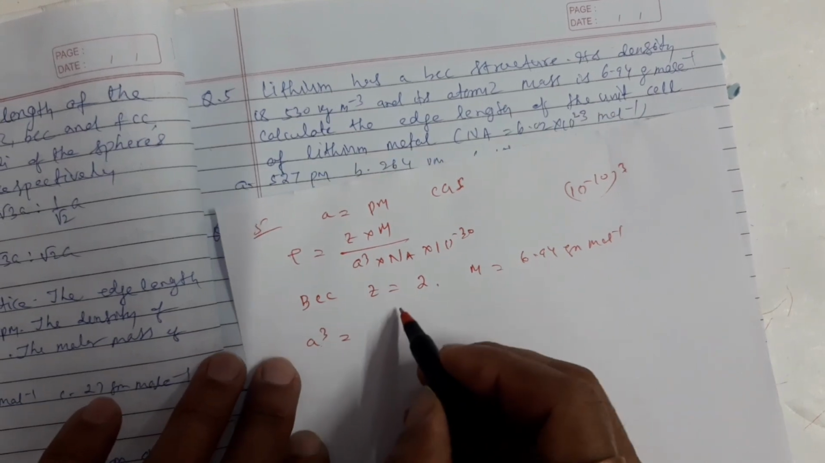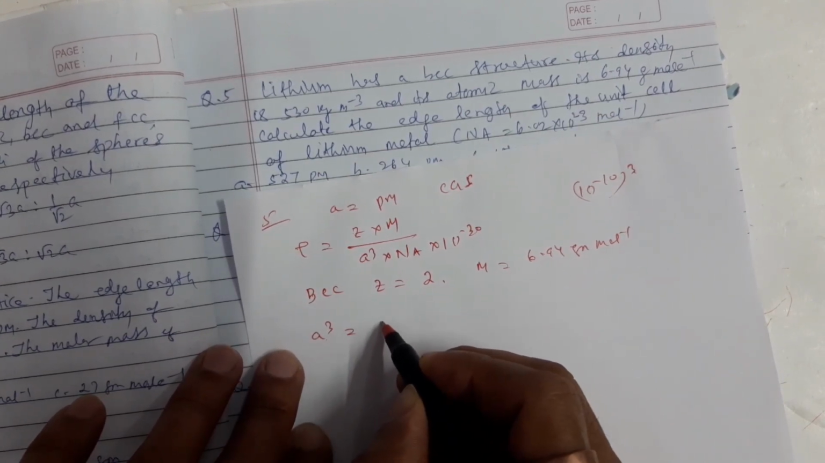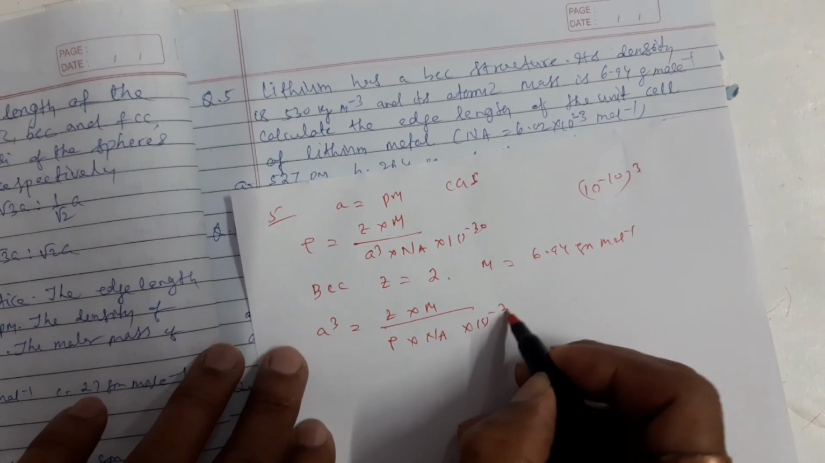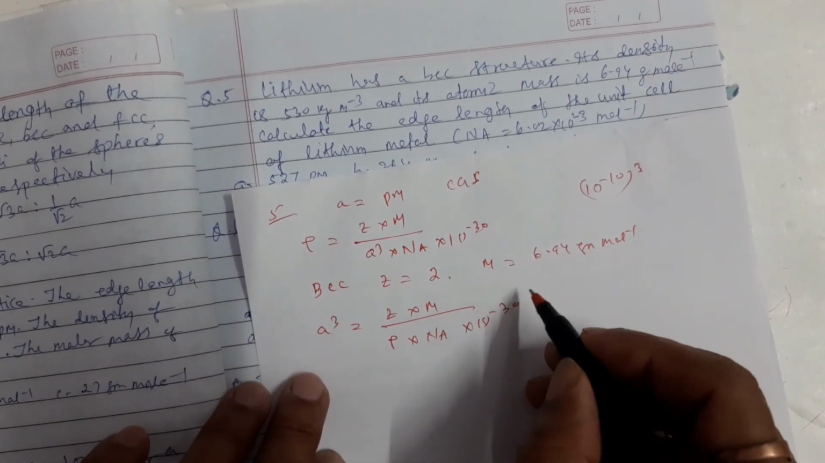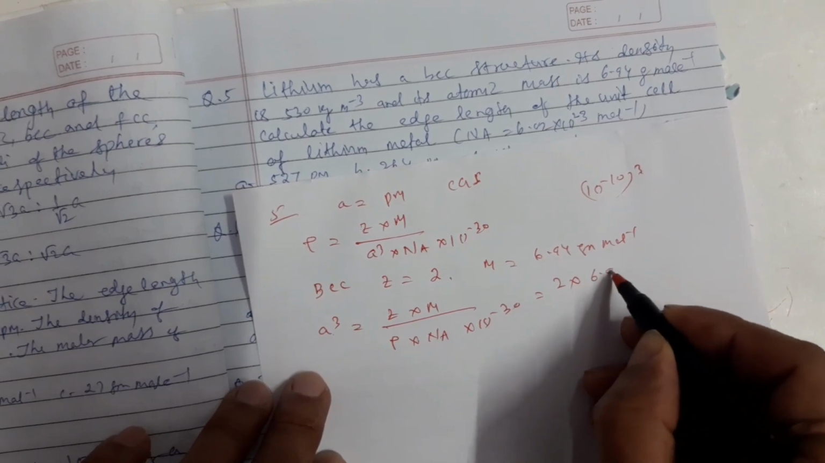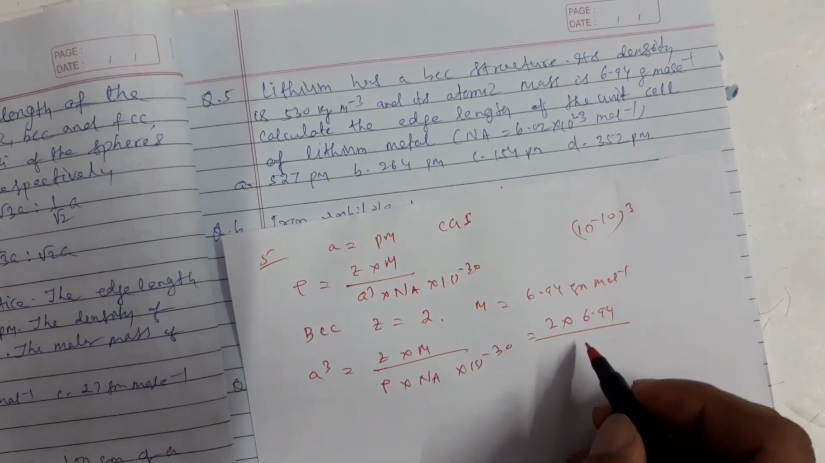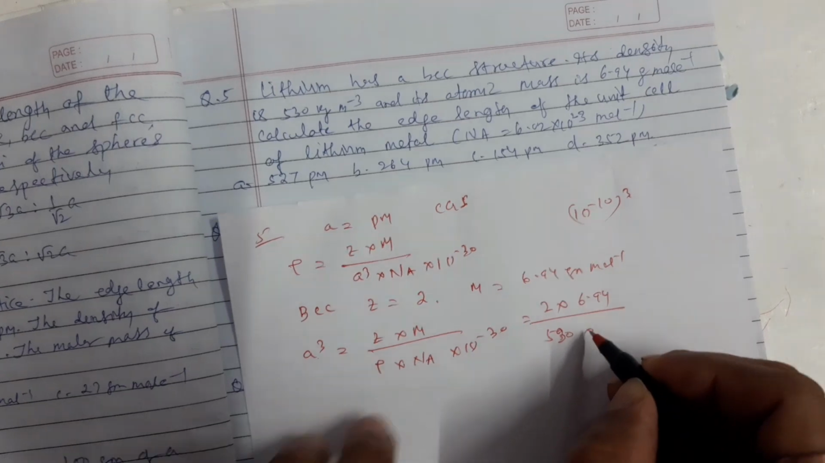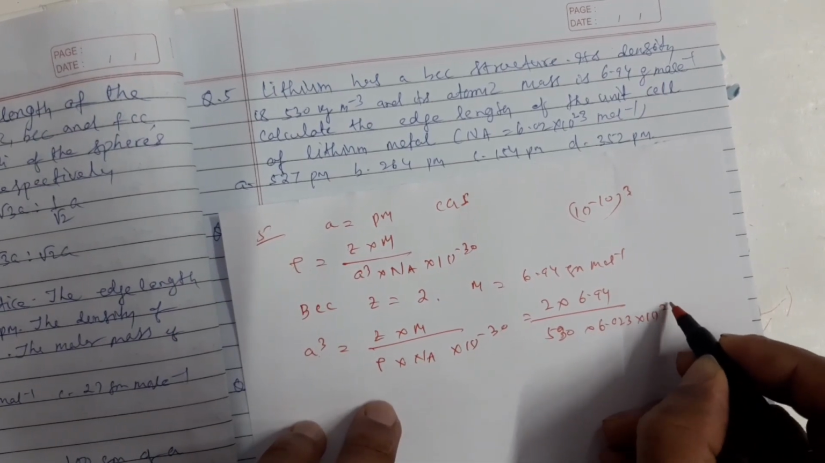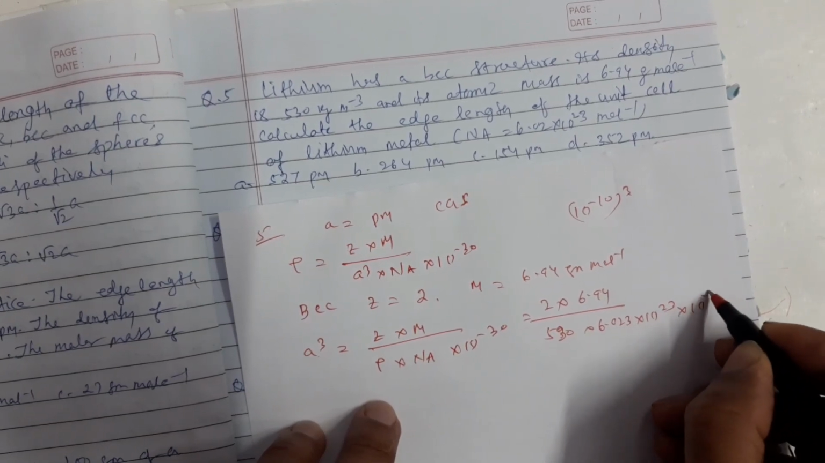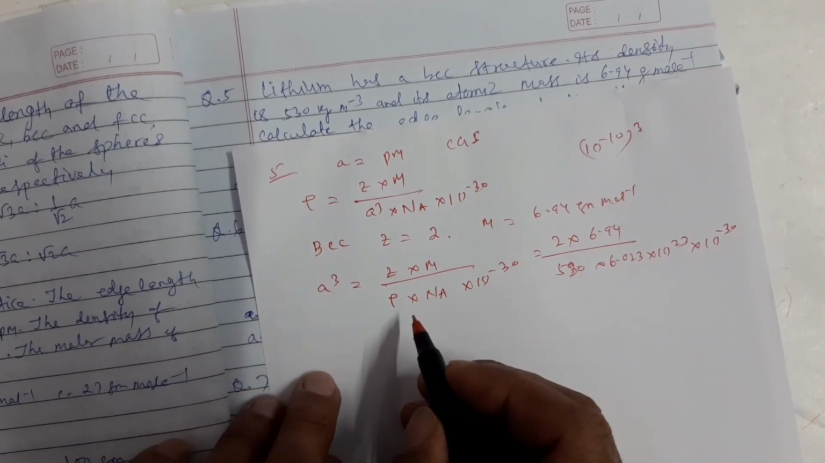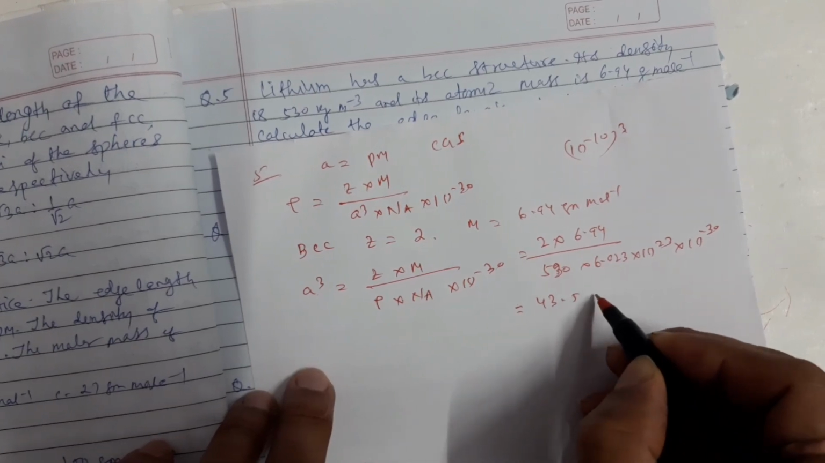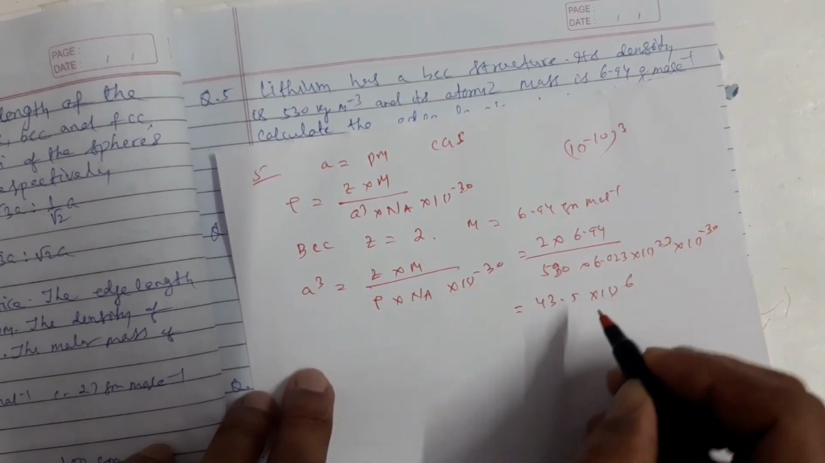Putting this in, how will you get a cubed? a cubed is equal to Z multiplied by M divided by rho, NA, 10 to the power minus 30. So you put all these things: Z is 2, M is 6.94, divided by rho, whose value is given as 530, NA 6.023 into 10 to the 23, multiplied by 10 to the minus 30. By putting all these things you will get a cubed as 43.5 multiplied by 10 to the power 6.